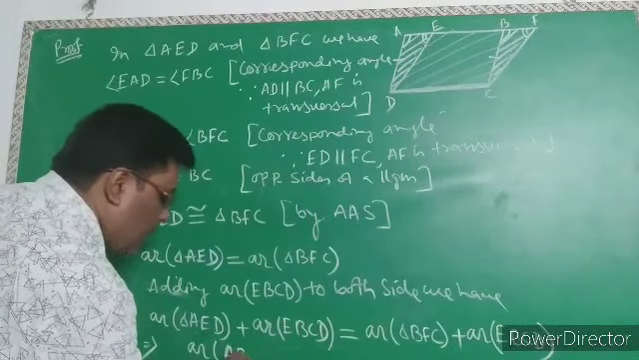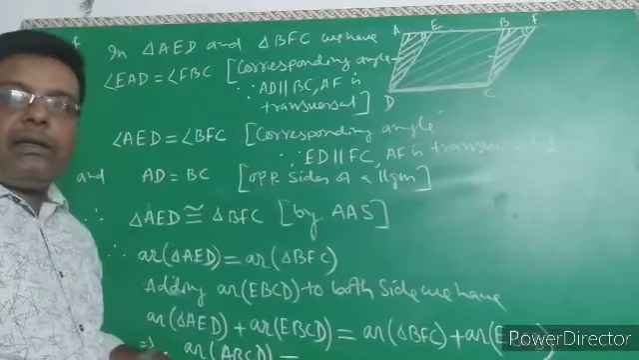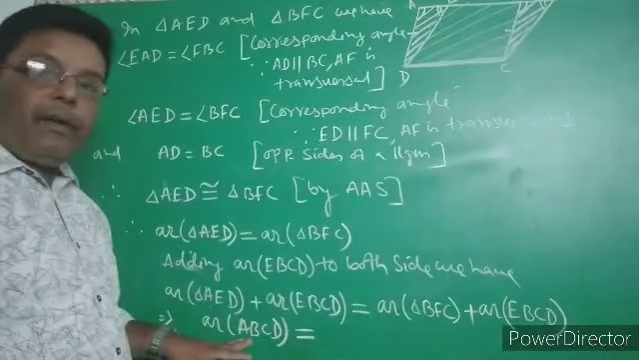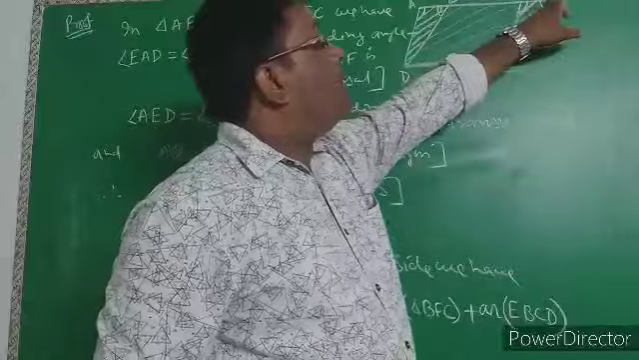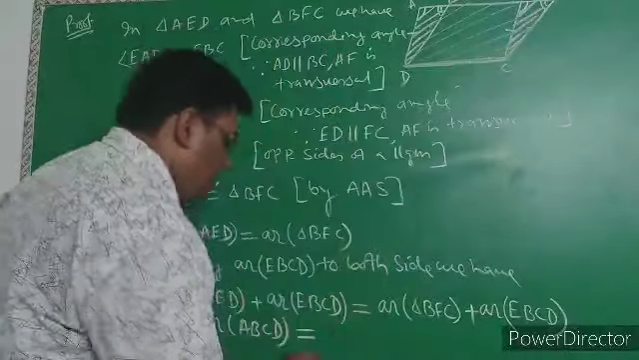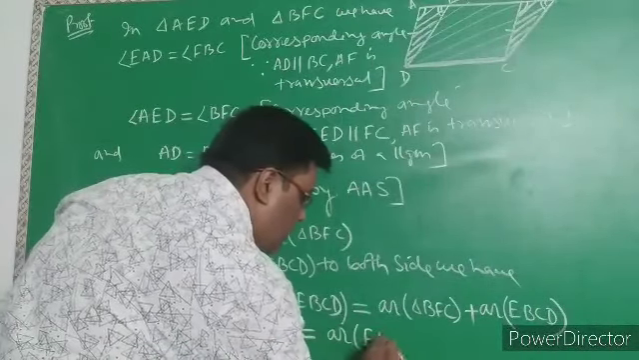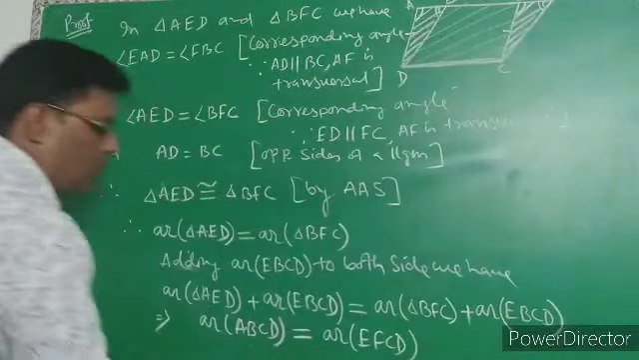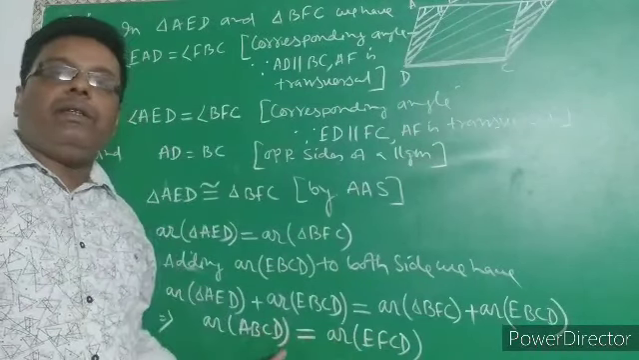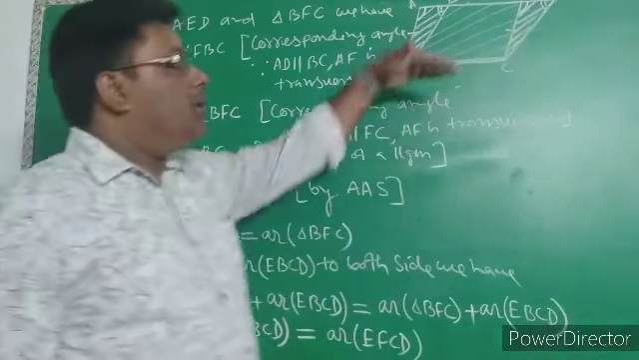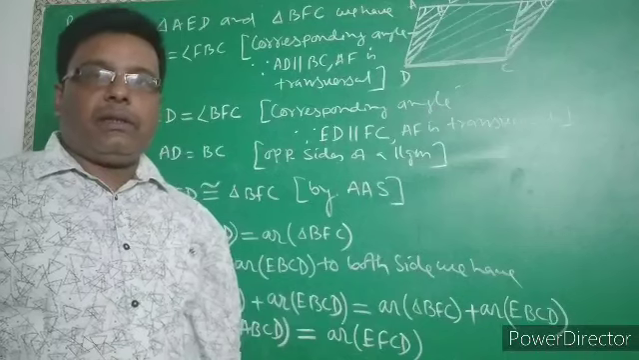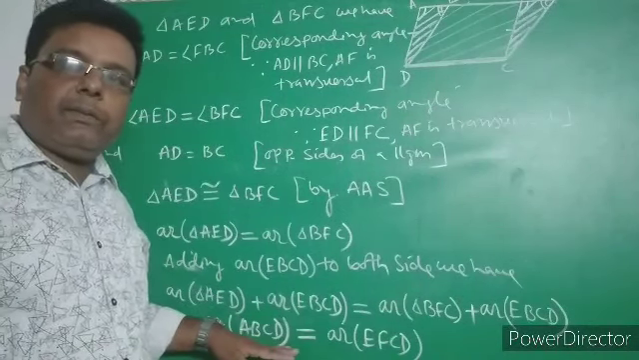That is, we get area of ABCD is equal to, if we get BFC plus this part, we get EFCD. That is area of EFCD. So, which is the required proof. That is, area of ABCD and area of EFCD both are equal and they lie between the same parallels and on the same base. So this proof is very important. Okay.